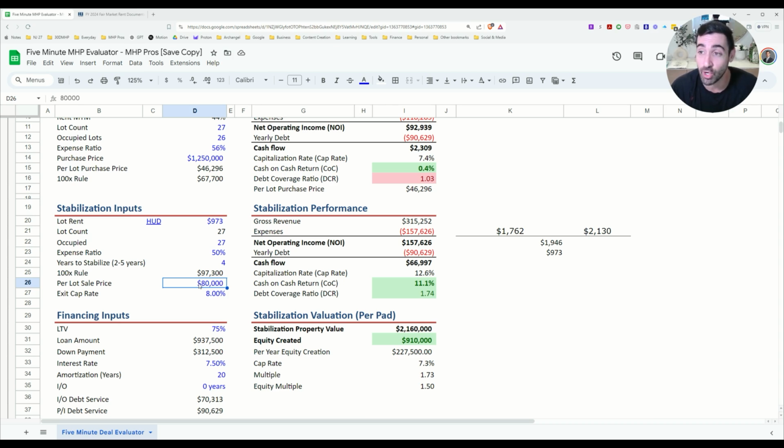We need to understand what kind of market we're in. Are we primary, secondary, or tertiary market? What's the quality of the park that we're selling? Is it a piece of garbage or is it a beautiful park?